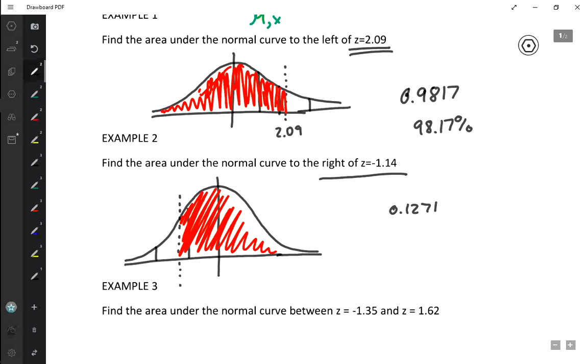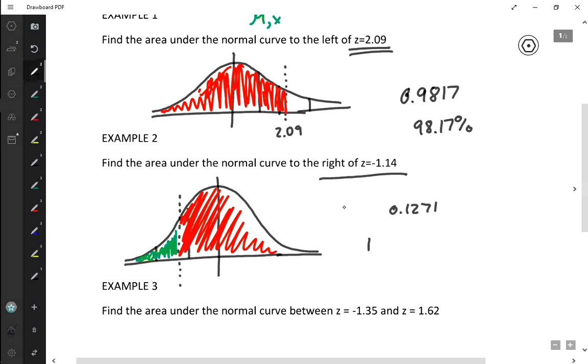tells you the area to the left of any z-score. But we're looking for the area to the right of a z-score. So, as I said earlier, the area underneath a normal curve equals 1. So the value that it gave me is this here. That's the 12.71%. I want the opposite. So I need to do 1 minus that value in order to get the area to the right.